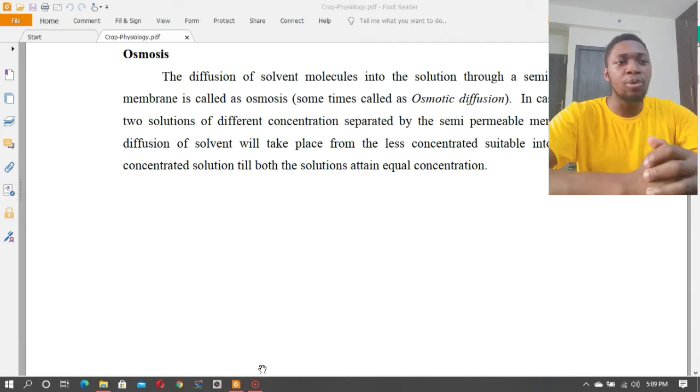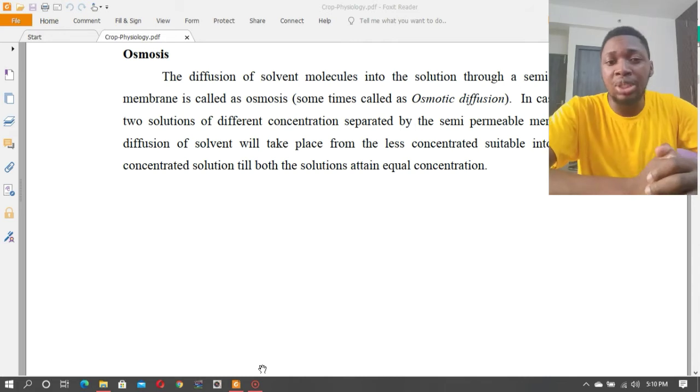The diffusion of solvent molecules into the solution through a semi-permeable membrane is called osmosis. I will repeat, the diffusion of solvent molecules into the solution through a semi-permeable membrane is called osmosis, and it is sometimes called the osmotic diffusion.